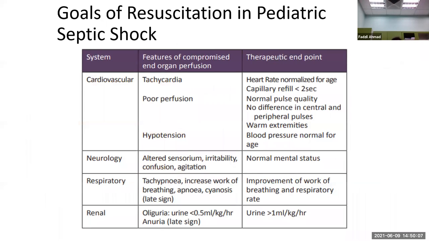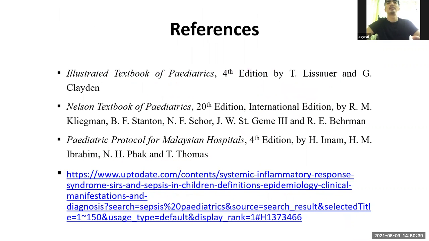The goal at the end is based on organs. For the cardiovascular system, you have to reach normal: capillary refill time less than 2 seconds, normal pulse, warm extremities, and also normal blood pressure. For neurological, assess the mental status, so normal mental status and normal GCS. For respiratory, the patient is not tachypneic and has no excessive muscle use. And for renal, you have to target urine output more than 1 ml per kg per hour.